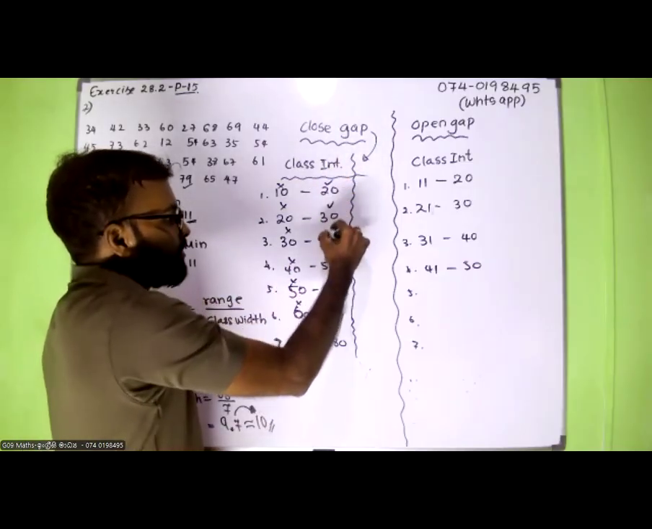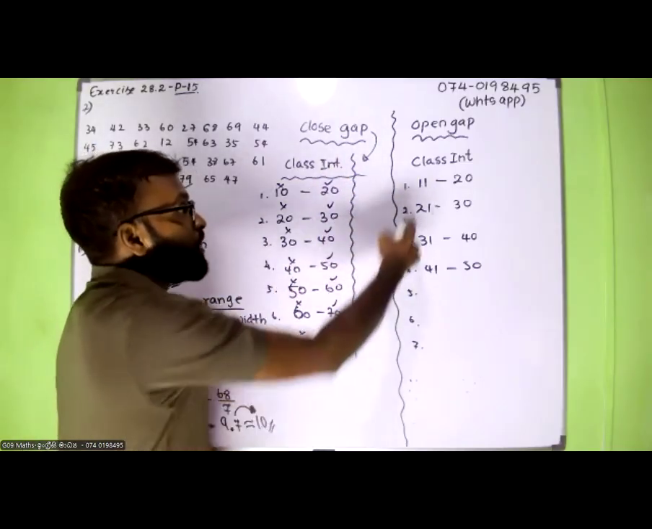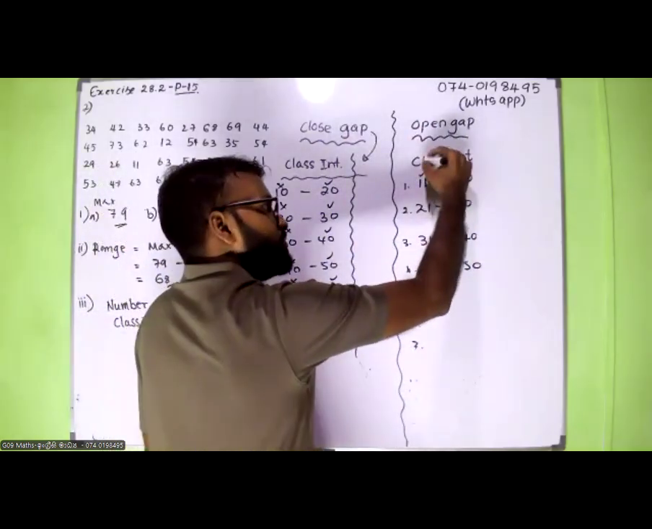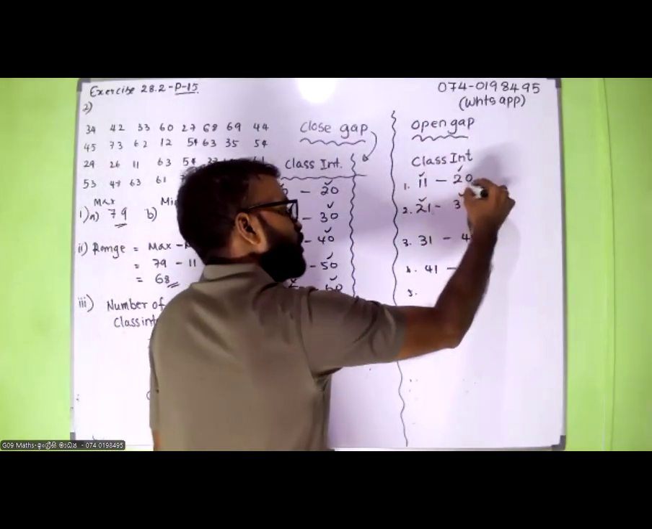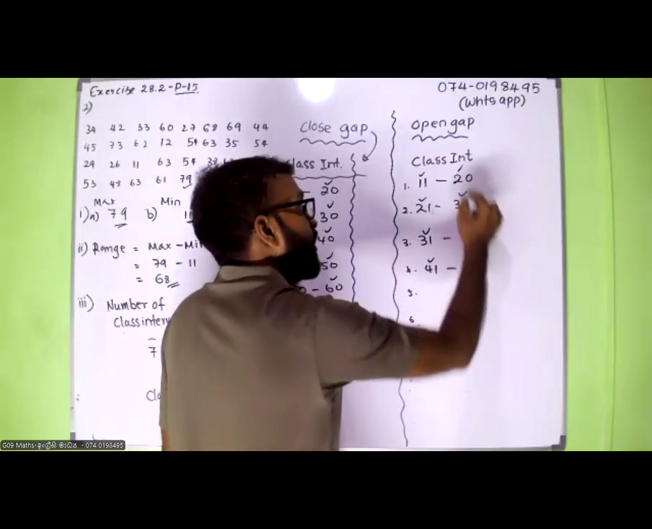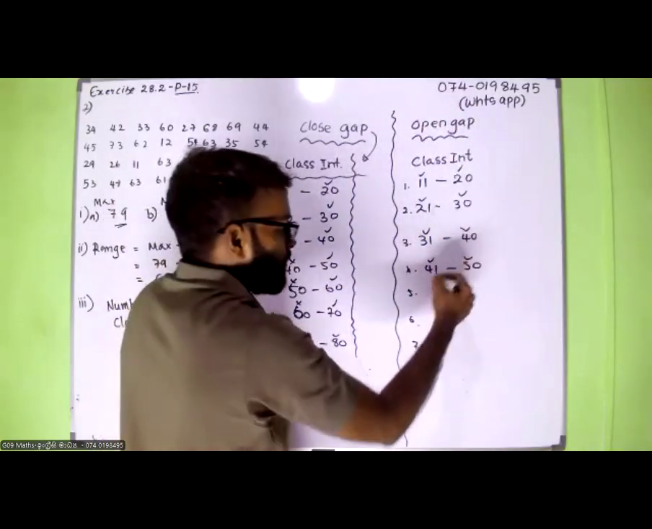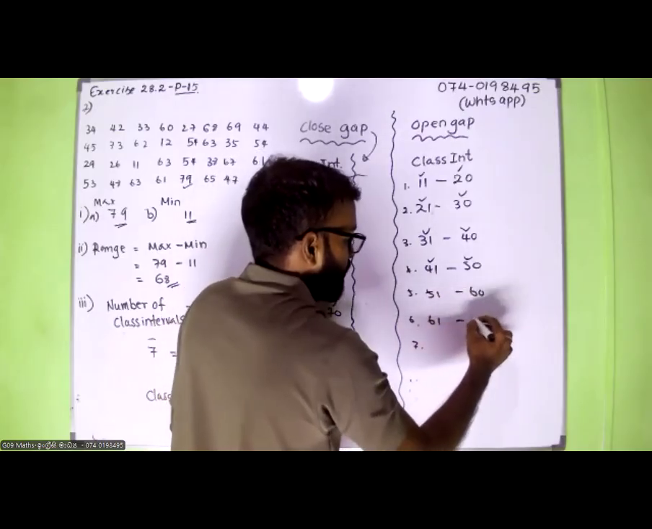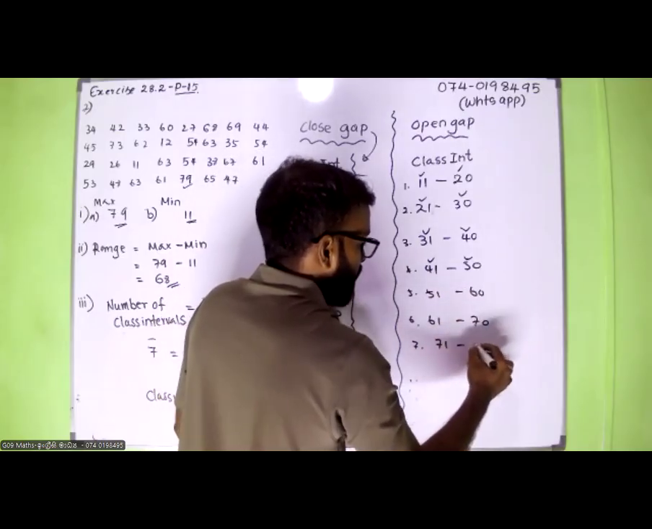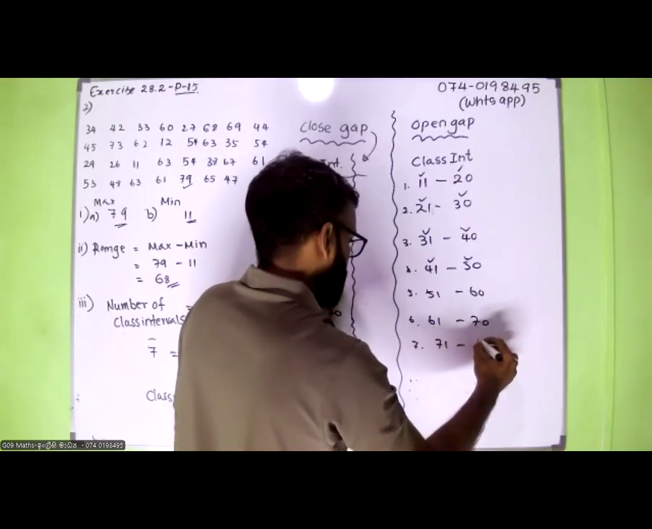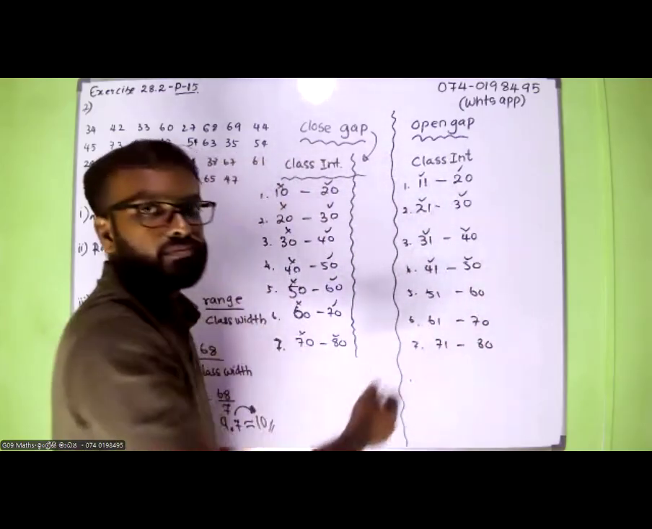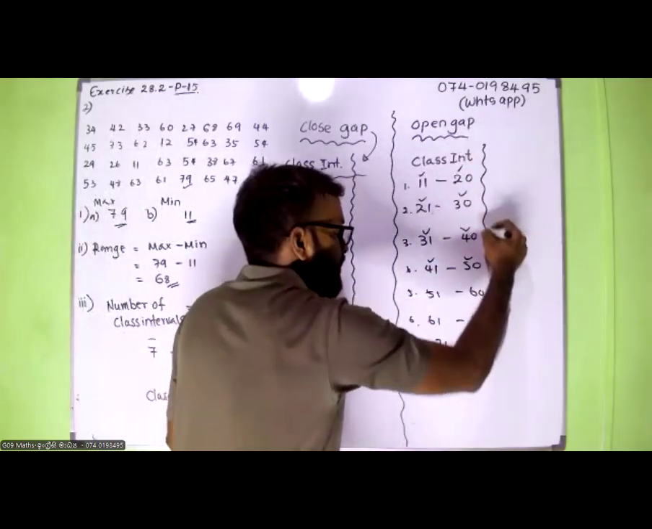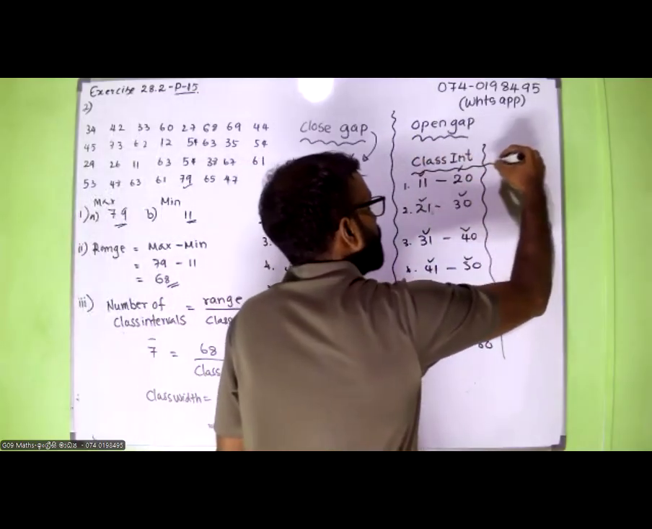This is included. Open gap, this one included, this one included. Both of them are open gap, right? 50, then 51, 60, 61, 70, 71, 80. Okay? Very easy. Fill the rest, right? It is up to you.